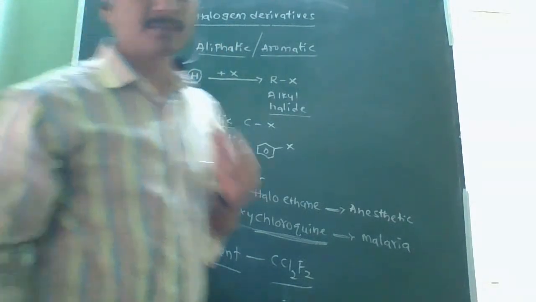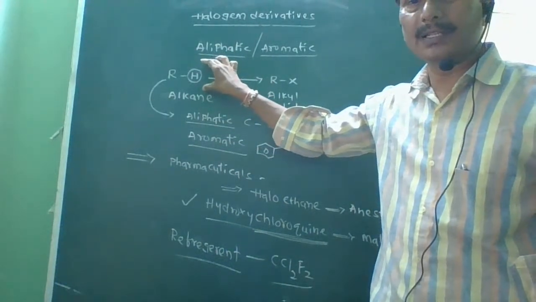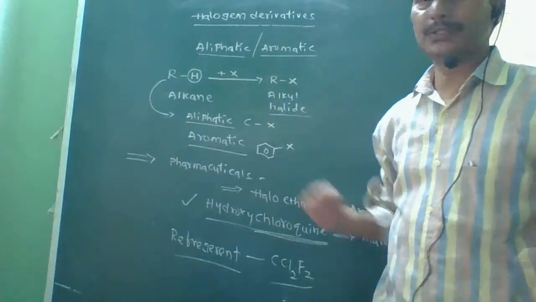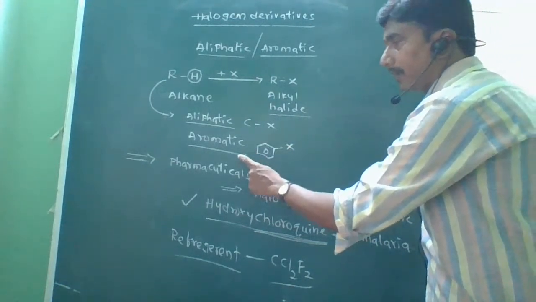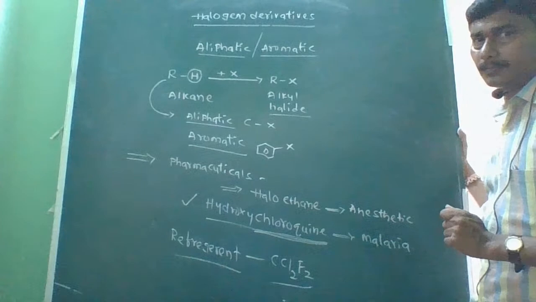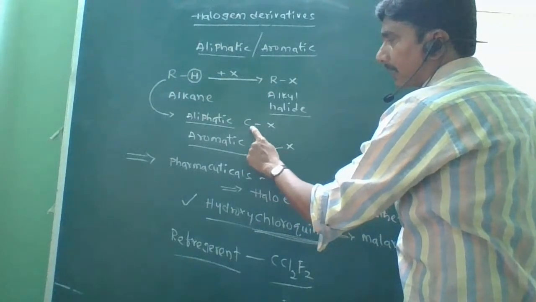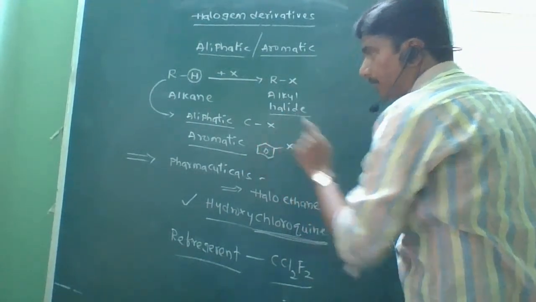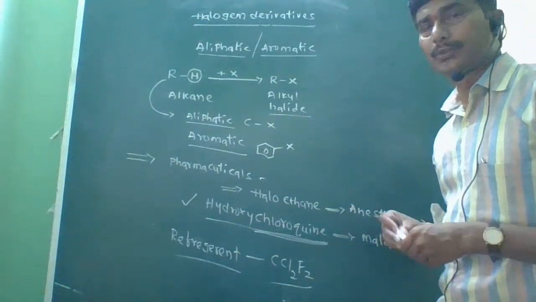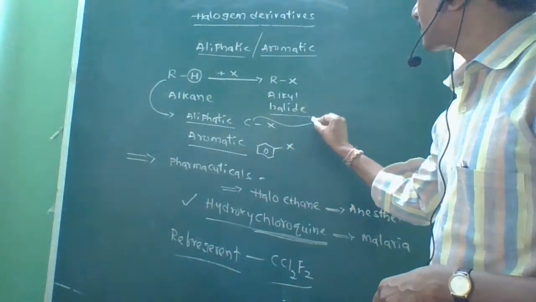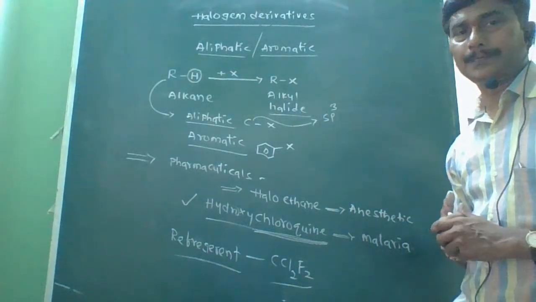I repeat again, halogen compounds are those which are derived from the hydrocarbons by replacing one hydrogen with the halogens. They may be aliphatic or may be aromatic. In the aliphatic compounds, look at this carbon and halogen, what bond is it now? Sigma. If a single bond, a sigma bond is present, what is the hybridization of the carbon now? sp3.